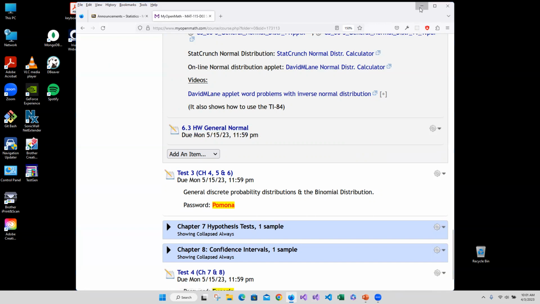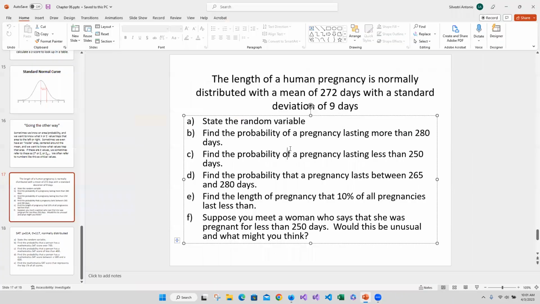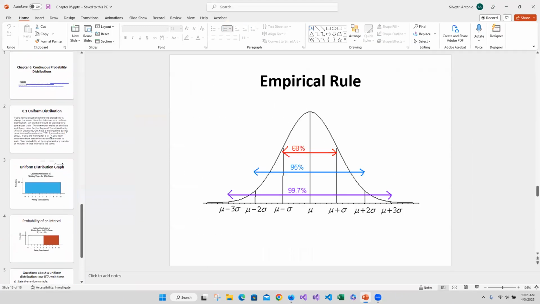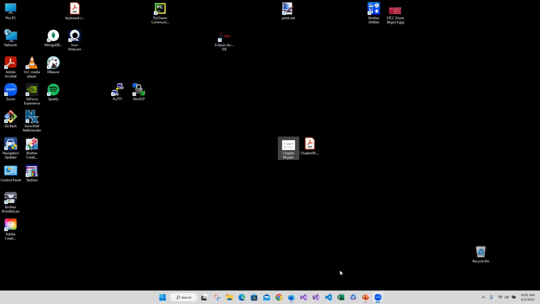So, all right, let's take a look at some slides like always. And how come I'm not getting any slides here? Oh, there it is. Okay, there's some slides. First things first: uniform distribution.